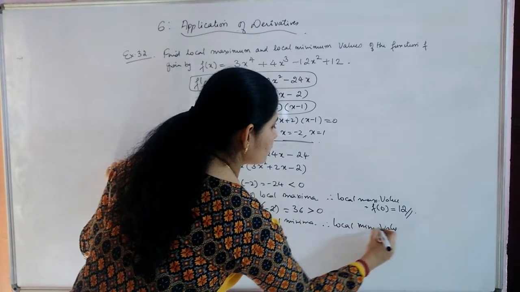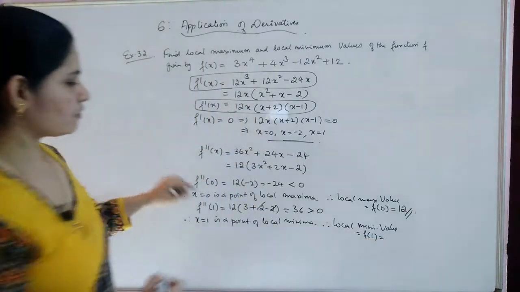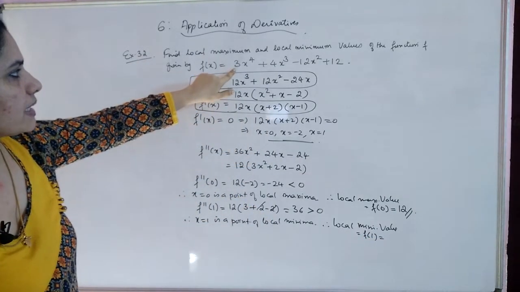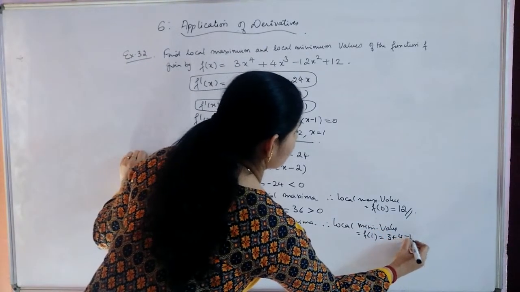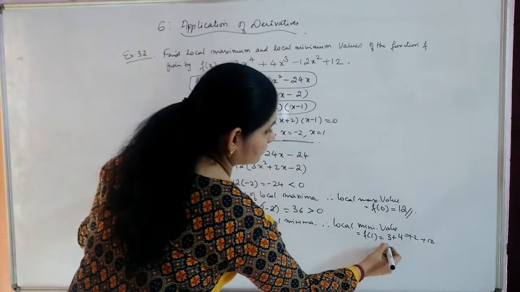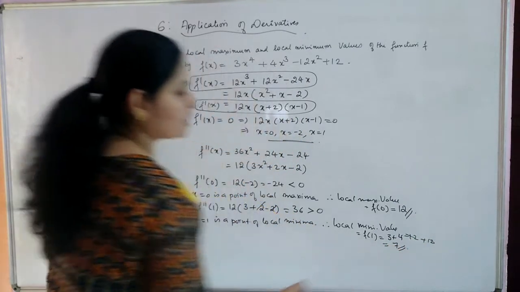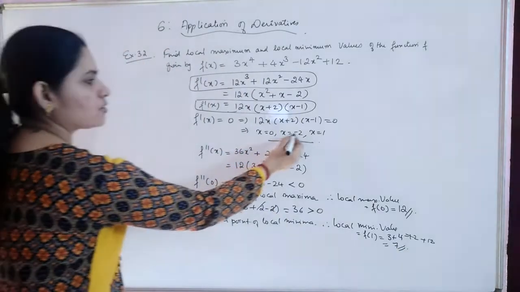the minimum value will be f of 1. What you will get? F of 1 means here you replace 3 plus 4 minus 12 plus 12. So you are getting 7 to be the local minimum value. Next, one more point is left, which is x equal to minus 2.